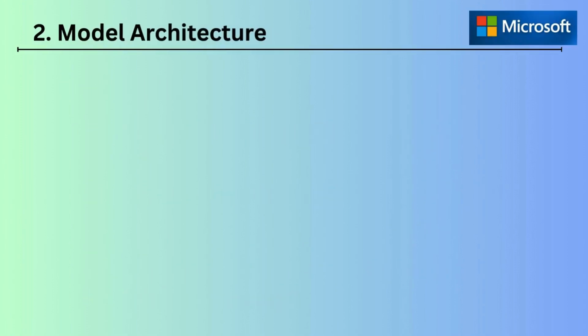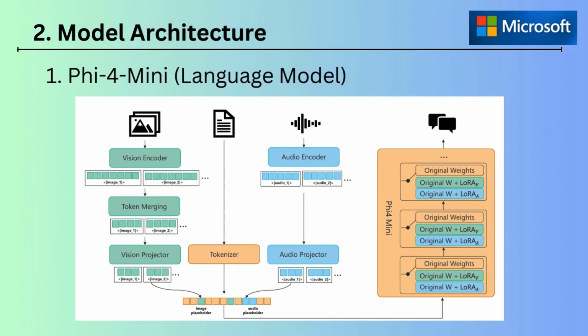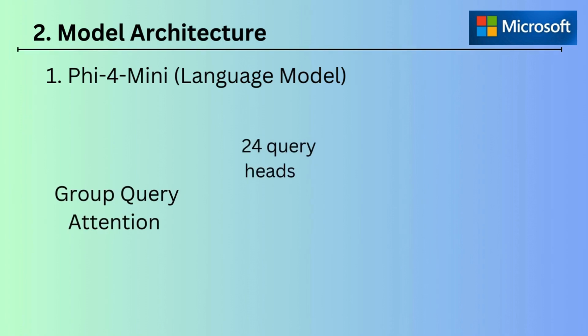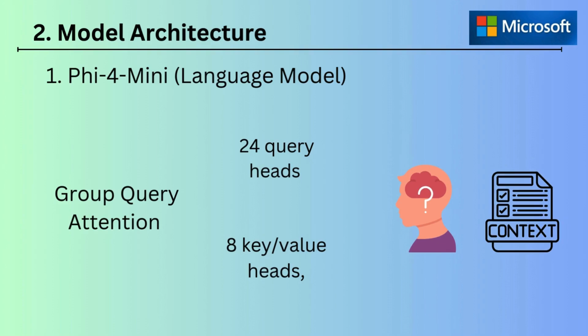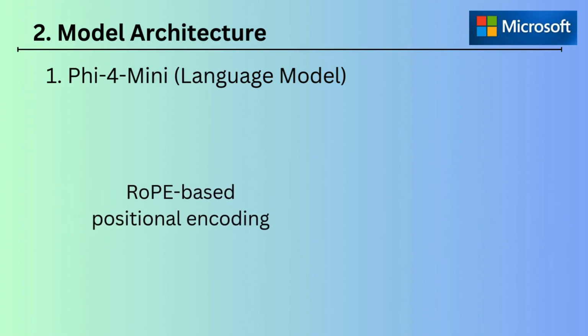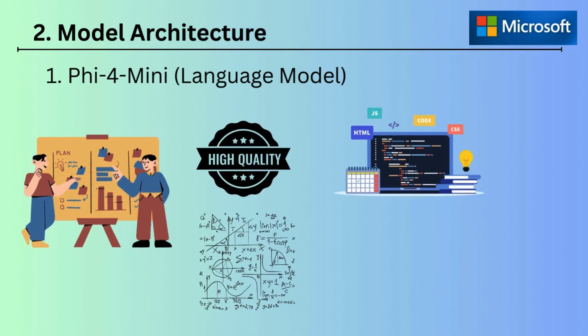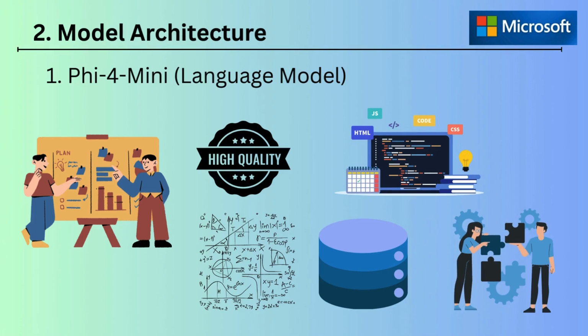2. Model architecture. 1. Phi-4 Mini language model uses a decoder-only transformer architecture with 32 layers and a hidden state size of 3072. Employs group query attention with 24 query heads and 8 key value heads, reducing memory usage for long context generation. RoPE-based positional encoding ensures smooth processing of long text sequences. Trained on high-quality math and coding datasets to enhance problem-solving skills.